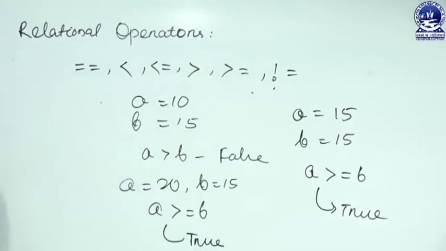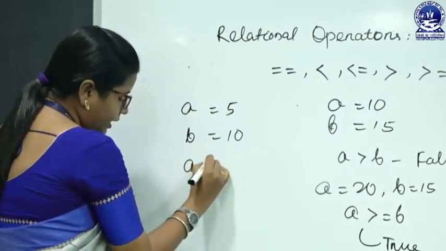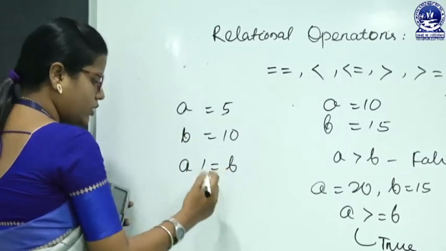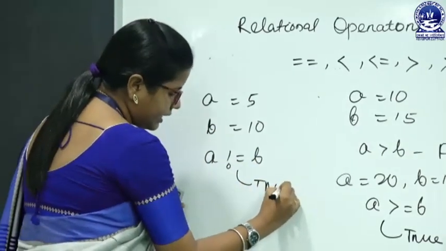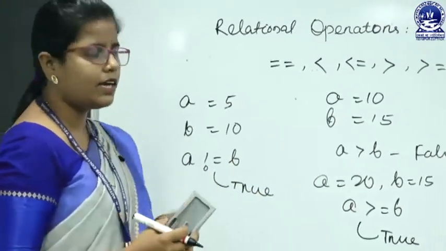Next is not equals to. A equals to 5 and B equals to 10. So, A is not equals to B. 5 is not equals to 10. True. So, it will give us a true result. Okay. So, these are the relational operators.